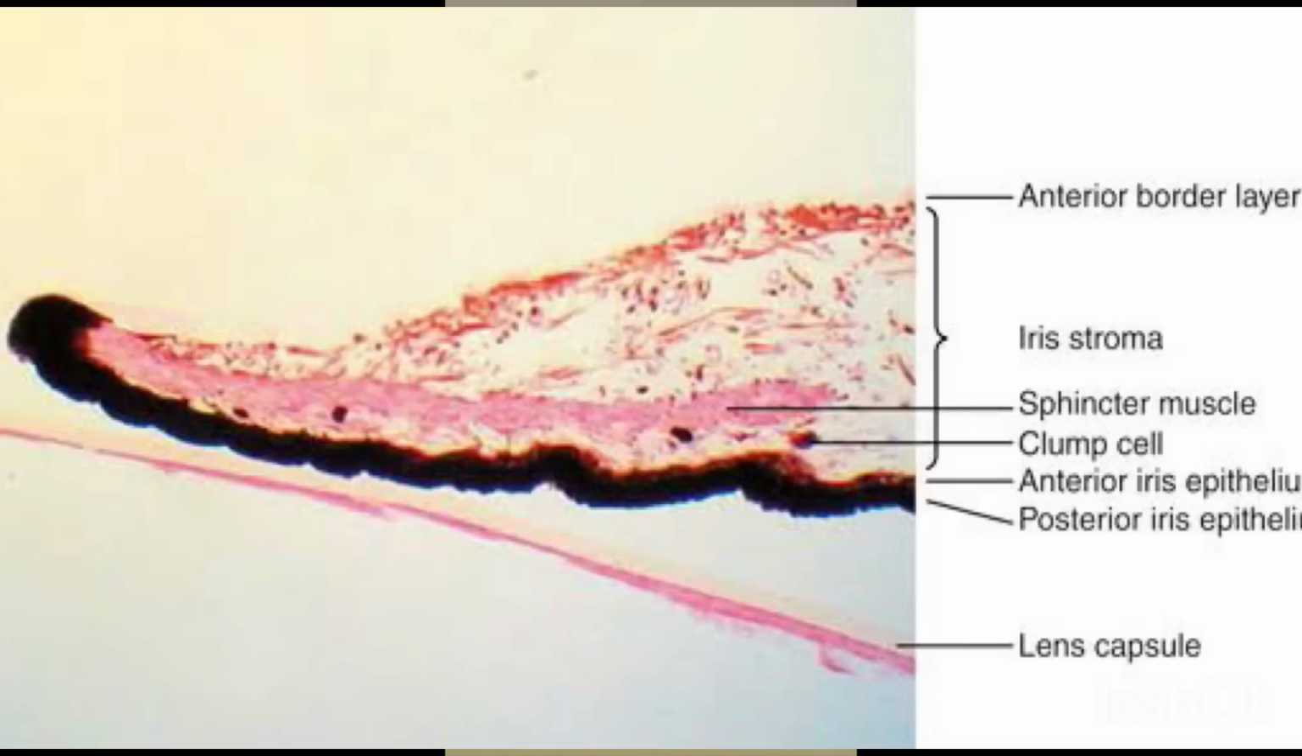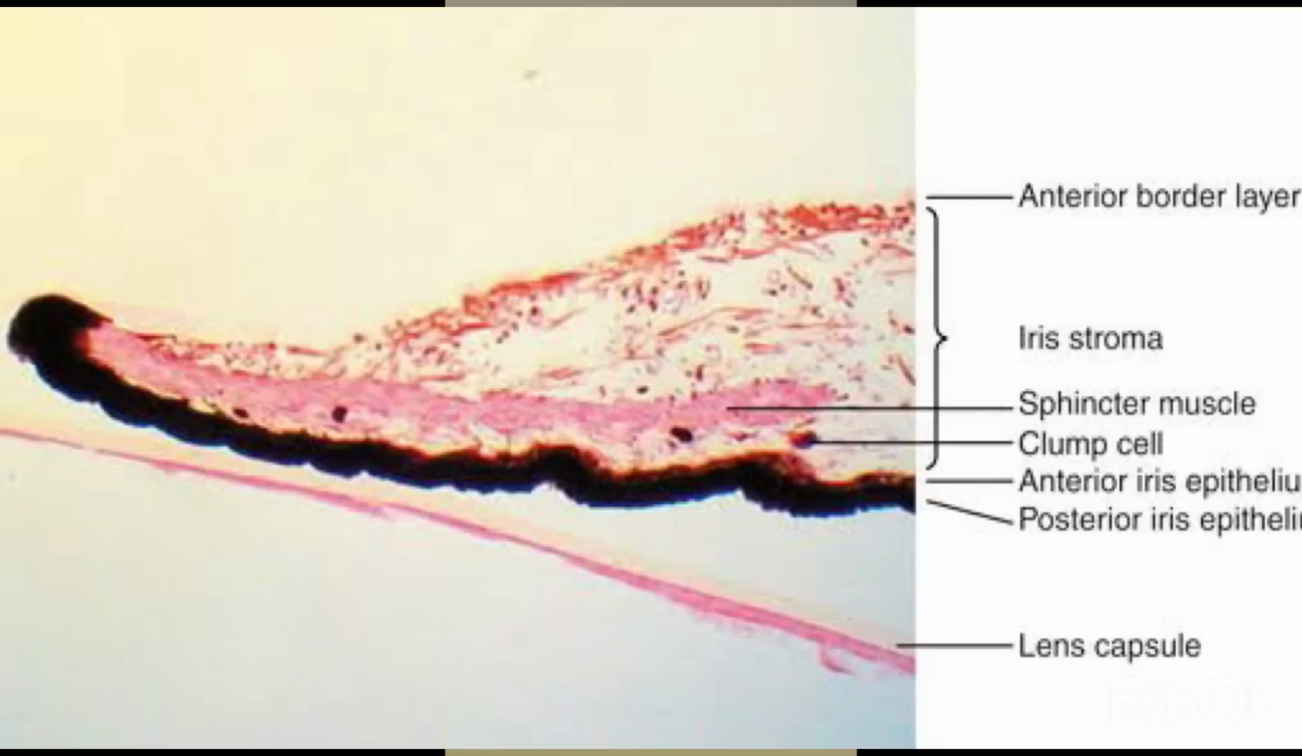Under the layers of the iris, the second one is the stroma. Beneath the epithelium, meaning under the epithelium, the stroma is a thick layer of the iris. It contains connective tissue, blood vessels, and pigmented cells that give the iris its color.